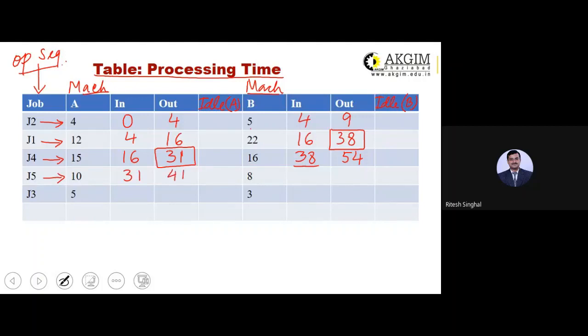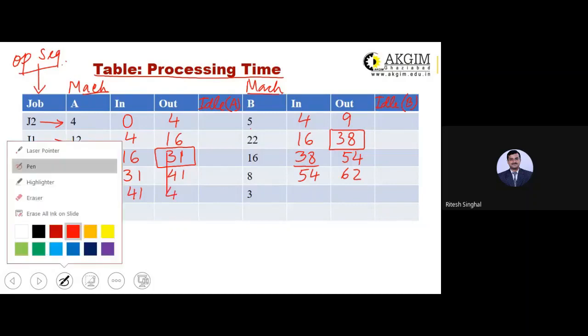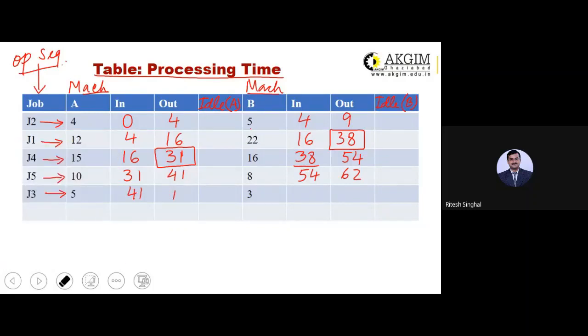And now in the same manner, you should start J5 on machine B at the 54th hour. It requires 8 hours, so the end time would be 62 hours. Similarly, the last one, J3, is to be entered at 41. It requires 5 hours to complete, so 41 plus 5 is 46. Now it is to be entered here at the 62nd hour, requiring 3 hours. So the completion time is 65 hours.